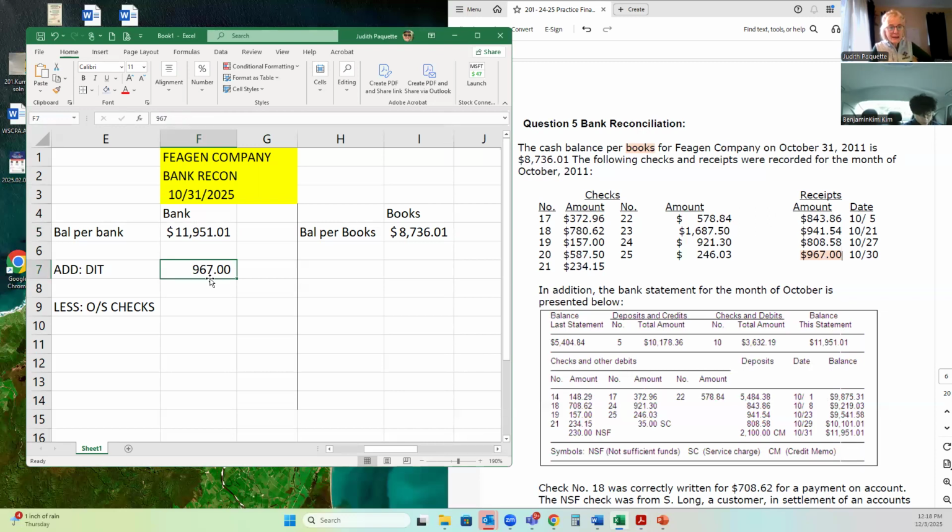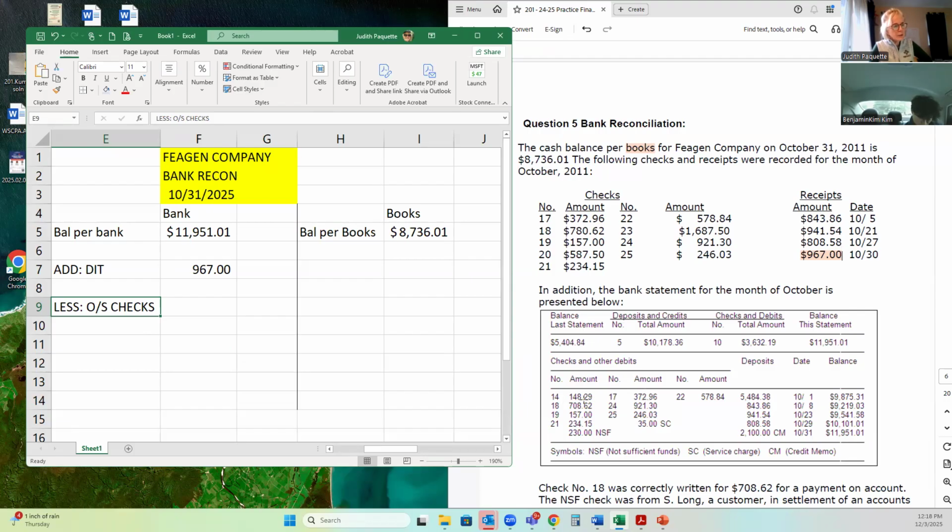So for the bank, we're now going to list any outstanding checks. So now we're looking at the company records under checks. This is money going out to pay suppliers or whoever. Check 17, 18, 19, 20, 21, 22, 23, 24, and 25. And we're literally going to tick them off and make sure they're all in the bank. And if anyone's missing, we're going to list it under outstanding checks. So 17, 372, there it is.